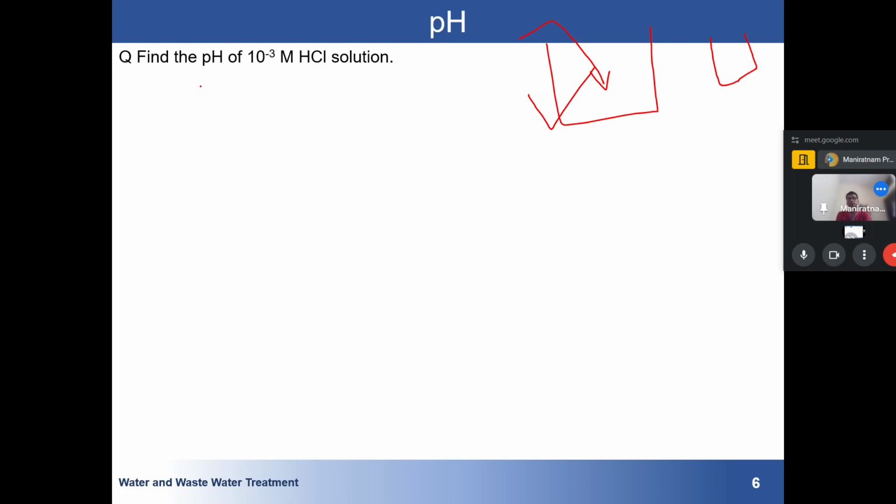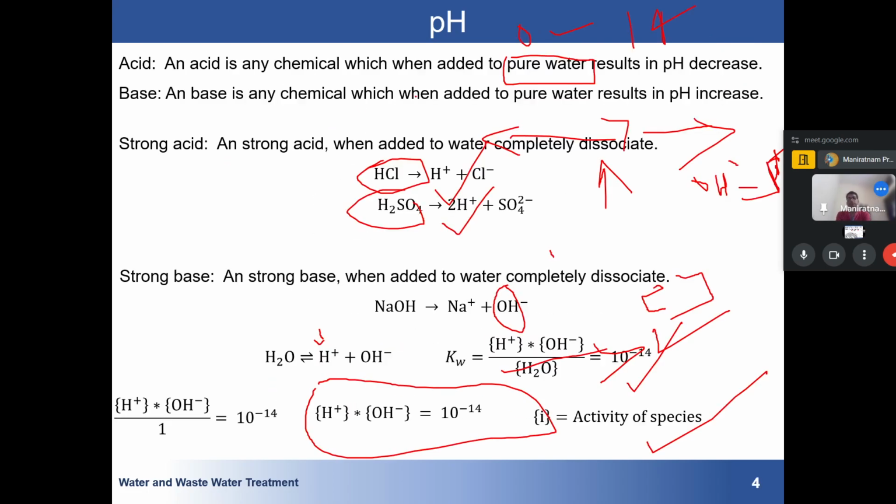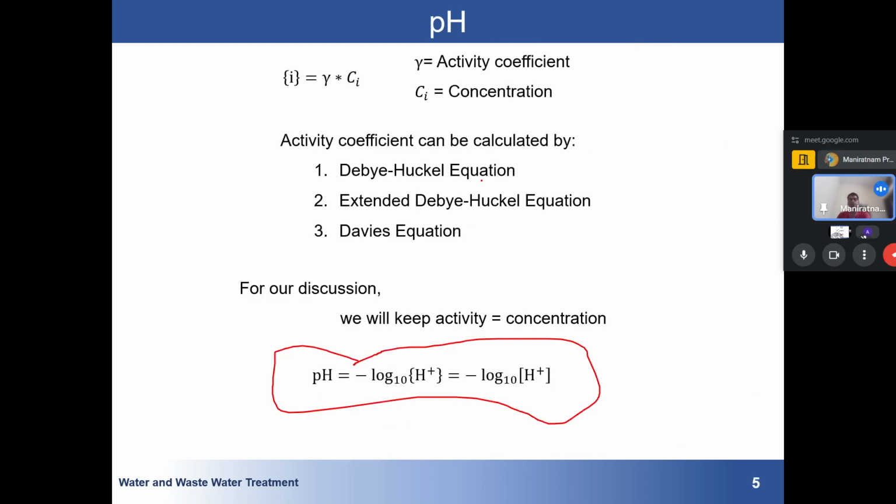One can say that we know this HCl will dissociate completely into H plus and Cl minus. So when 10 to the power minus 3 molar HCl is added, it will give completely 10 to the power minus 3 molar of H plus and 10 to the power minus 3 molar of Cl minus. Okay. So based on that I can find the pH of the system.